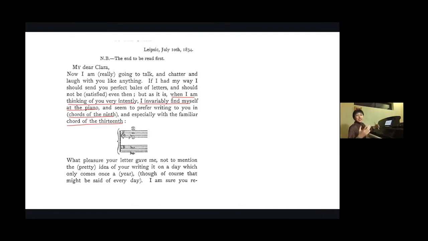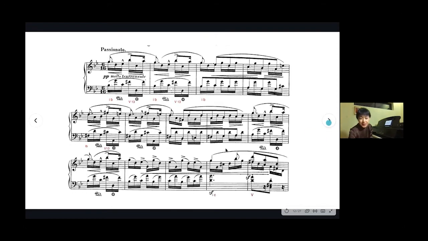This is his gesture of remembering. When he's thinking about that, oh, I'm thinking about Clara, then he writes that chord. So let's look at the music so you understand what I see. Right from the very beginning, you already see this.